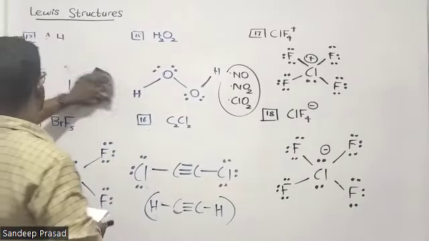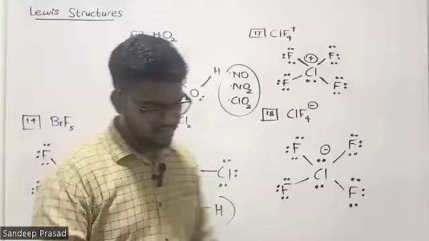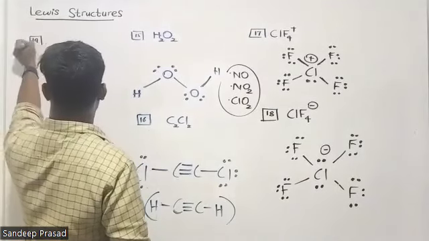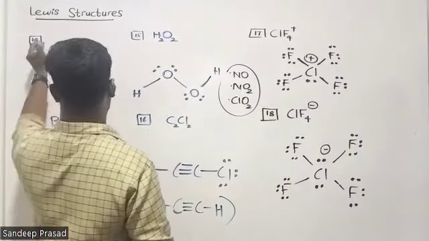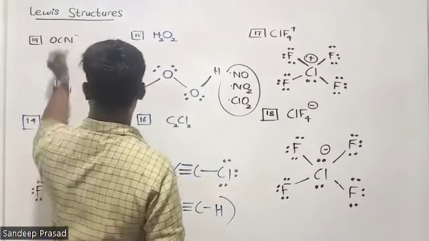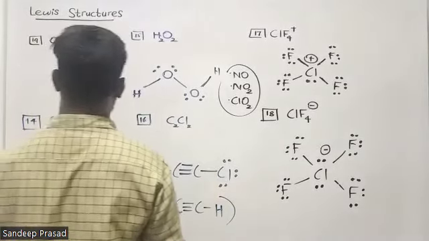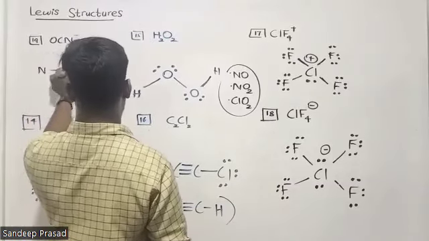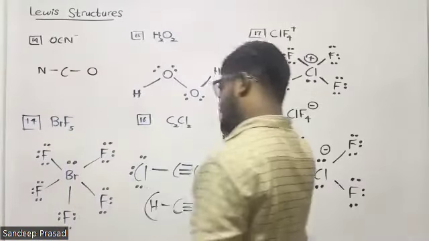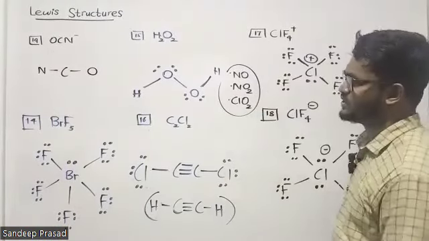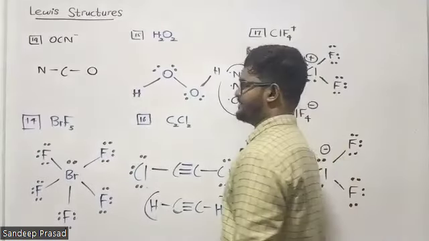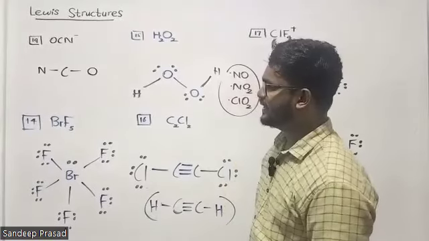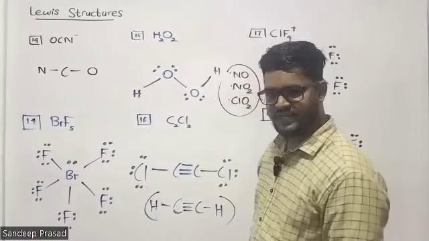Number 19, they have given NCO minus. NCO minus means, students, actually OCN minus, right? NCO minus, OCN minus, CNO minus, anything. So what is the central atom? Carbon, surrounded by nitrogen and oxygen. Students, now here we have to be very careful. Look at this one. Carbon, nitrogen, oxygen is there. So where to put this negative charge and how do we satisfy the octet?